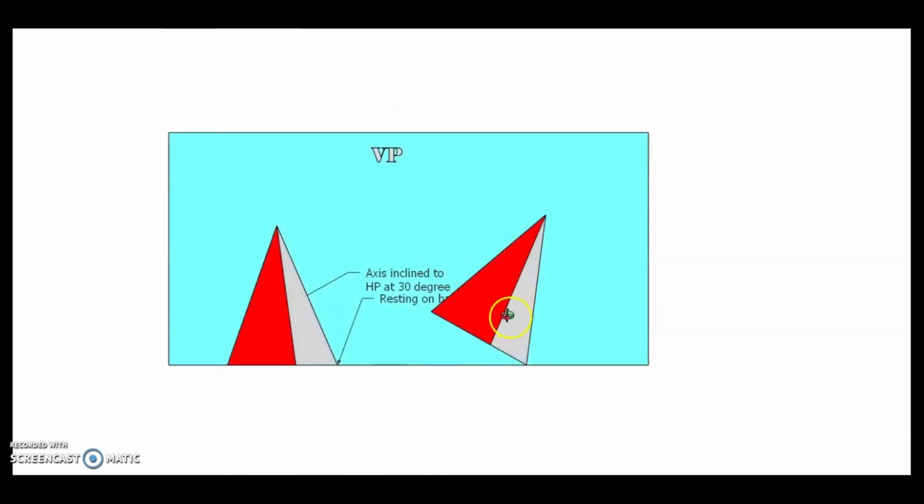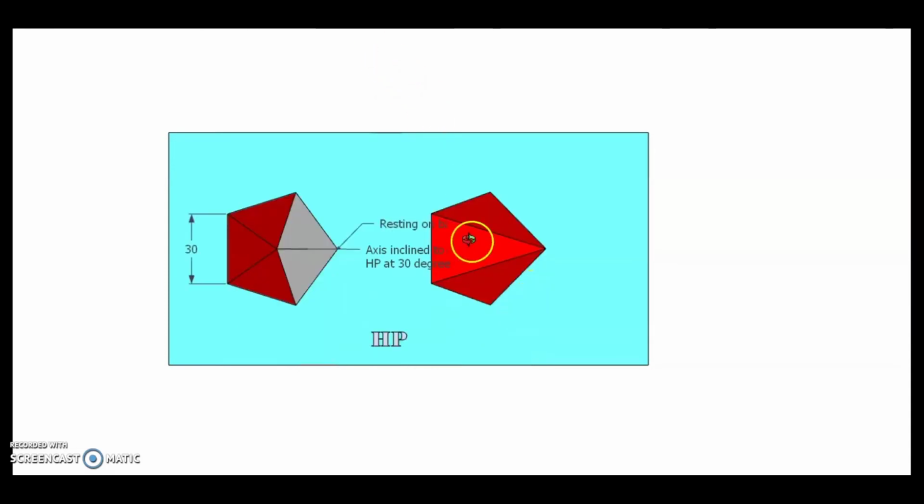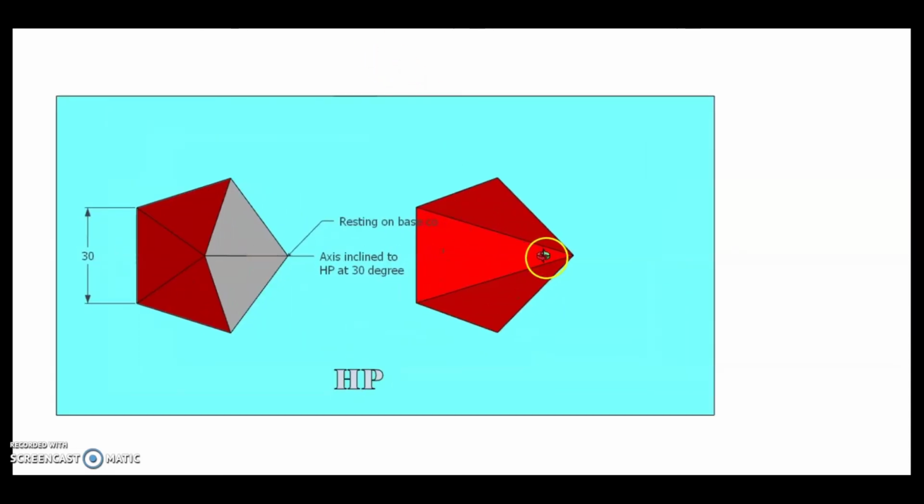Then to draw its final top view, this top view will appear like this one. Means these three red colored triangular faces are clearly visible.